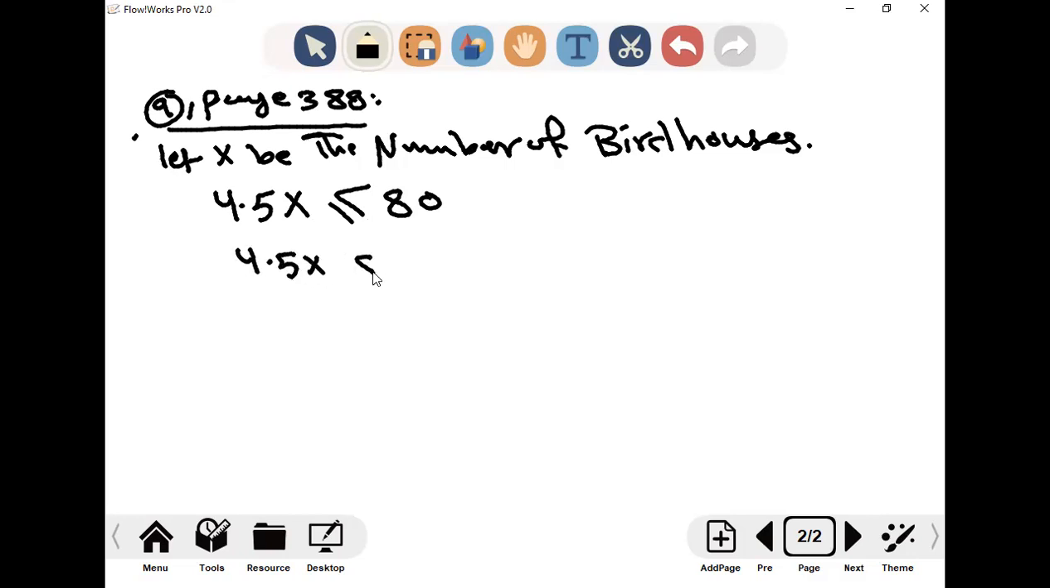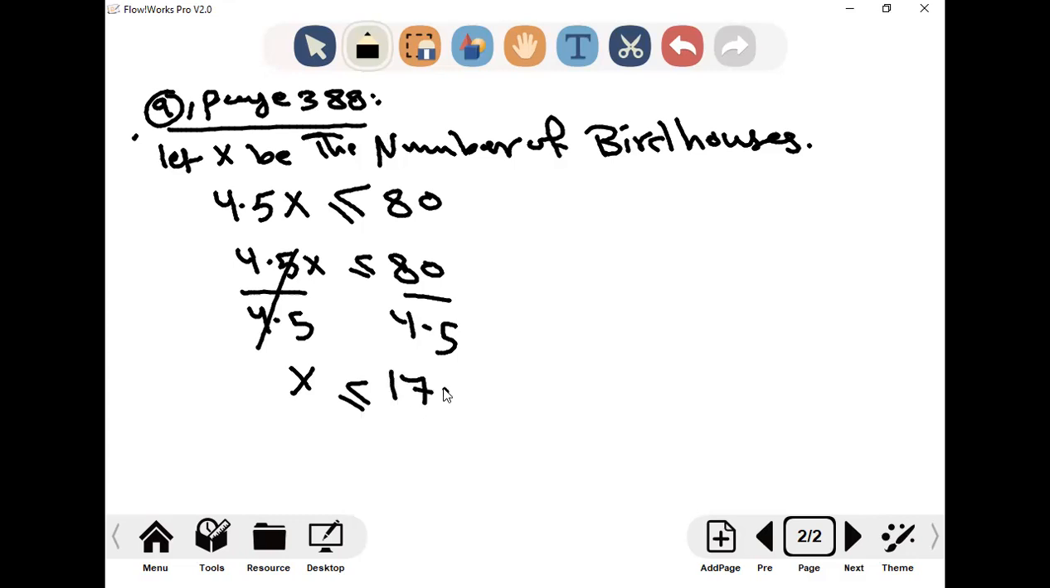4.5x is less than or equal to 80. Divide by 4.5 on both sides. So x will be less than or equal to 80 divided by 4.5, which is 17.78. Okay? Right.